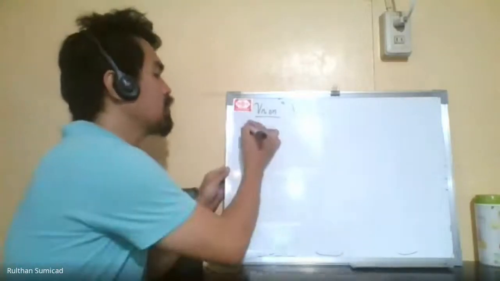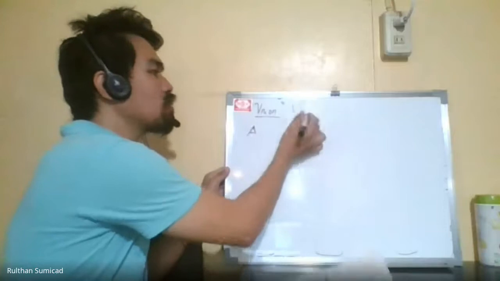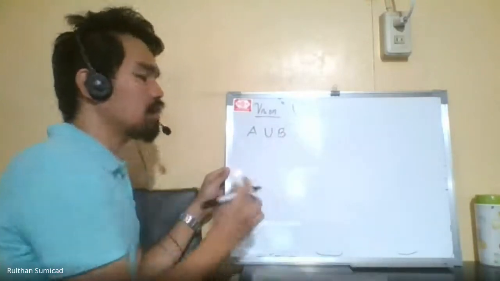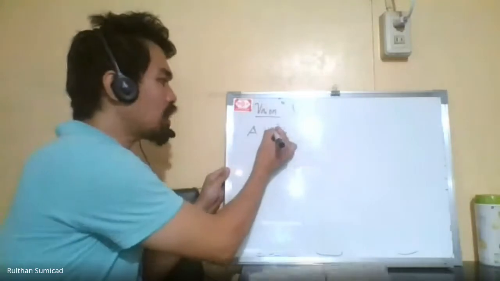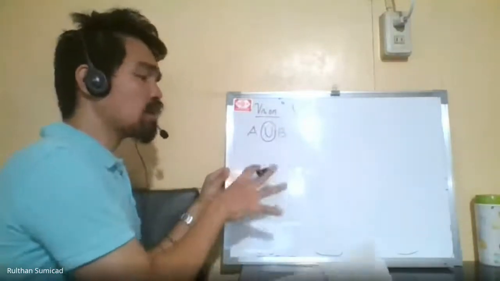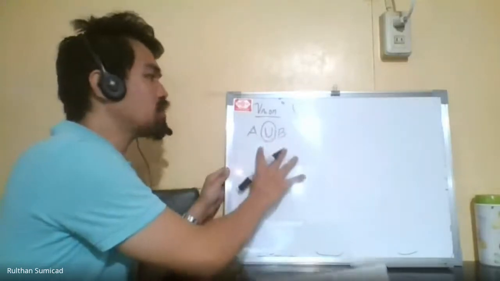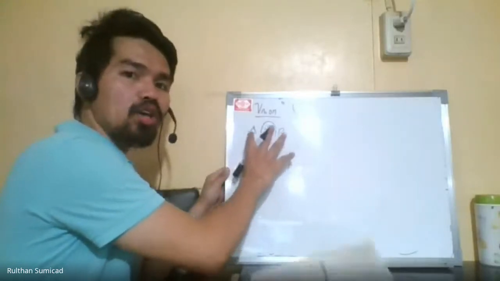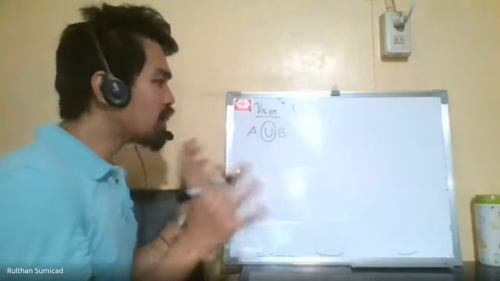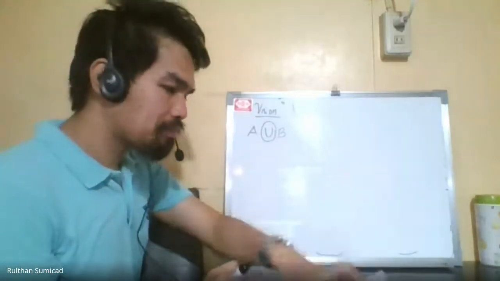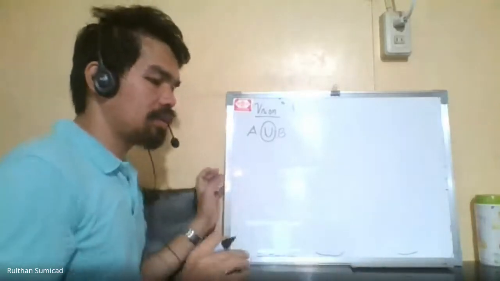So for example, I have set A and then union with B, so that is the symbol for union, and then you have the second term. This is our notation here, or the operation involved on the sets A and B. So we have this set as A union B. Now the thing is, how do we apply this operation for sets?